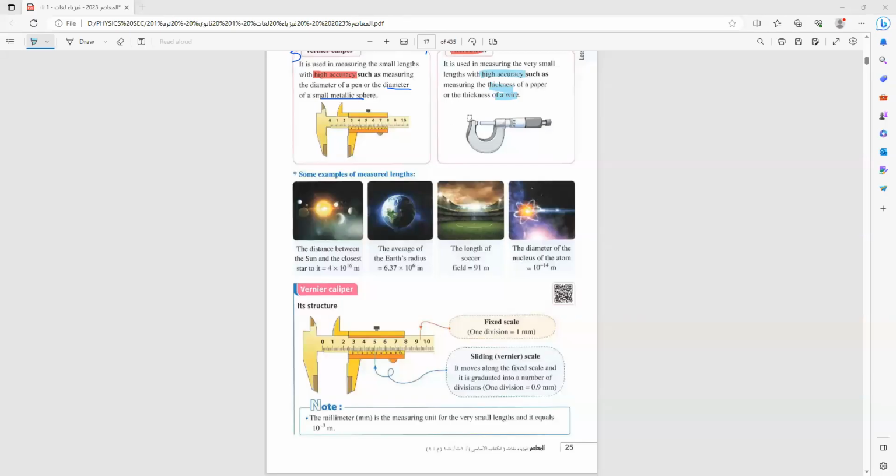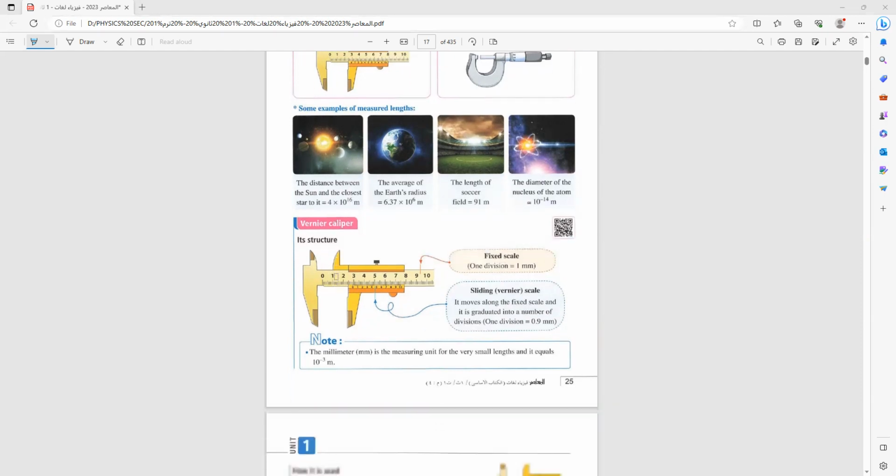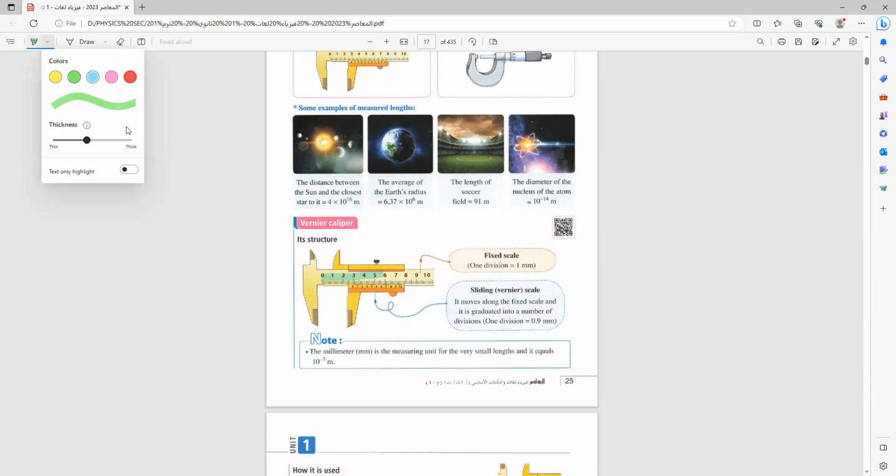We must know the uses of each one. How can we use Vernier caliper? Vernier caliper has two scales. The first one is the fixed scale, and the second one is the variable or sliding scale. So we have two scales.